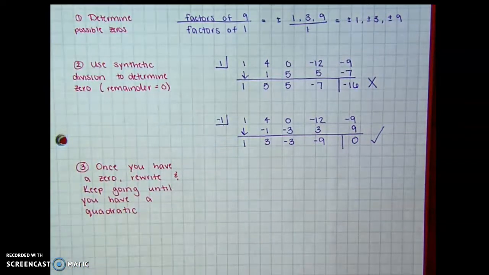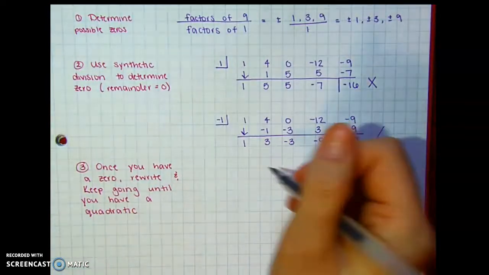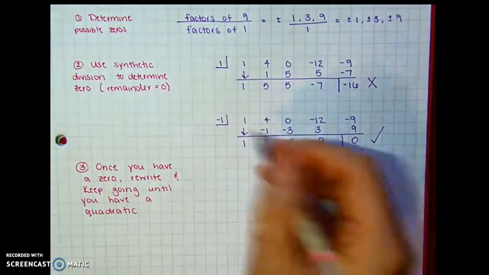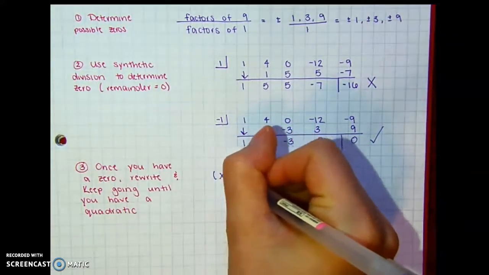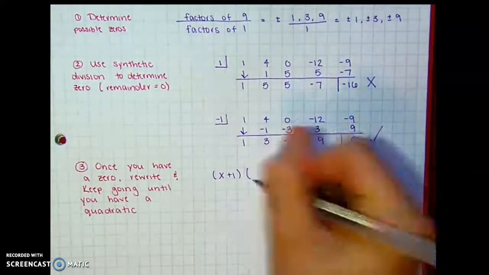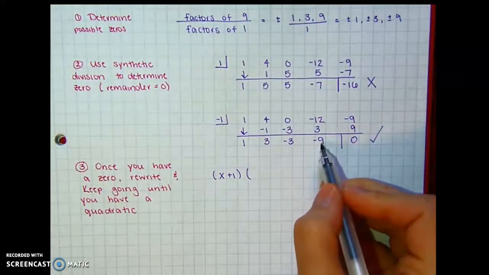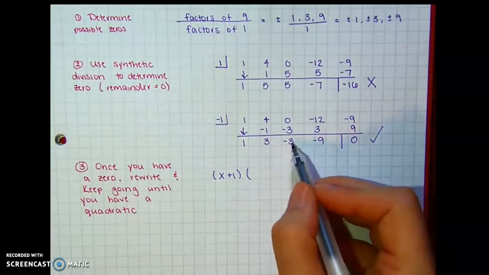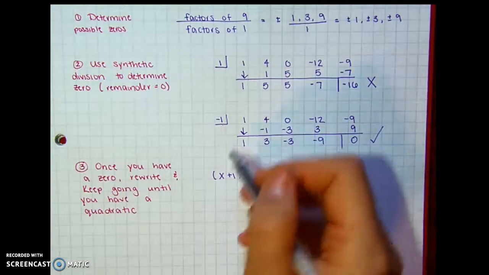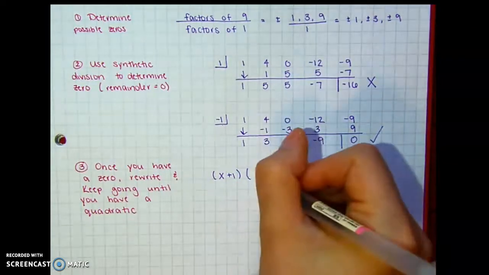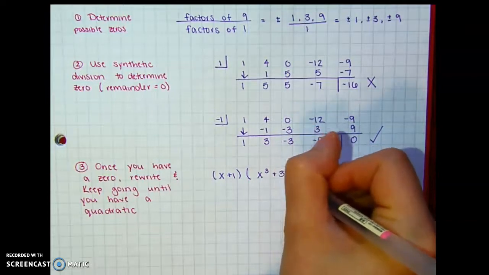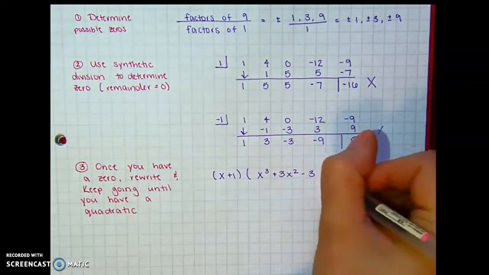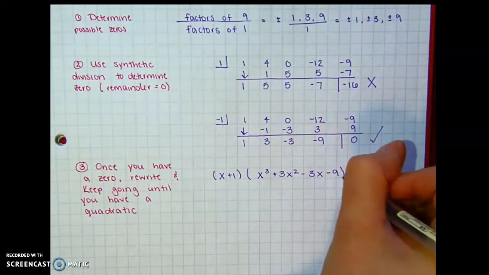So this is where we're at. We know that x plus 1, right? Because this is c, that means x plus 1 is a factor. And then this becomes constant, x squared, x cubed. So this is our new function, x cubed plus 3x squared minus 3x minus 9.